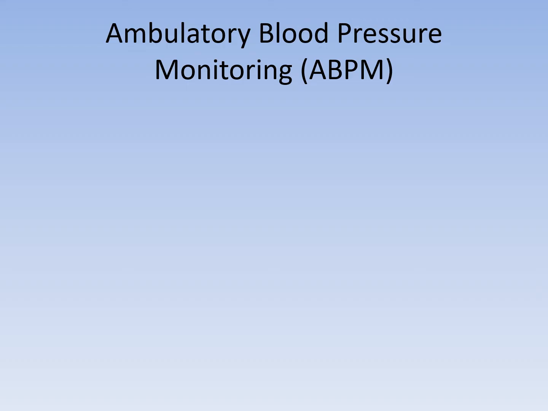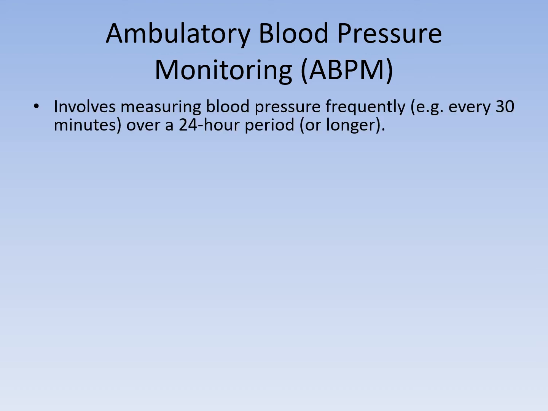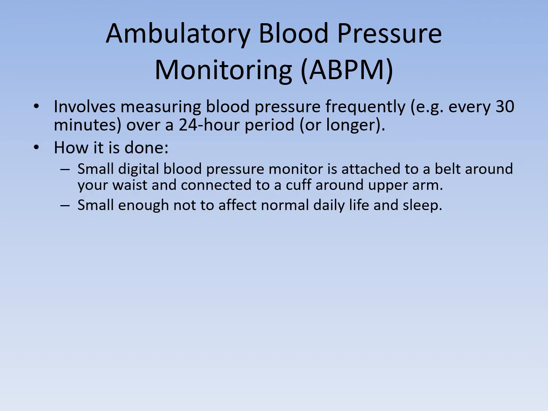In the literature, the gold standard for diagnosing hypertension among the dialysis population is something called ambulatory blood pressure monitoring. This involves measuring the blood pressure frequently, say every 30 minutes or so over a 24-hour period, or sometimes we do it for 44 hours, the time in between a dialysis session. How is it done? Well, basically, you take a really small digital blood pressure monitor and you attach it to the patient's belt, and then you put a small cuff around their upper arm. And it's small enough that it's not thought to significantly affect your normal daily life or your ability to sleep.